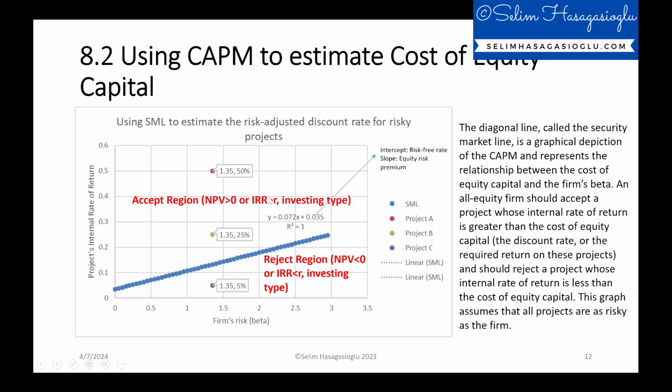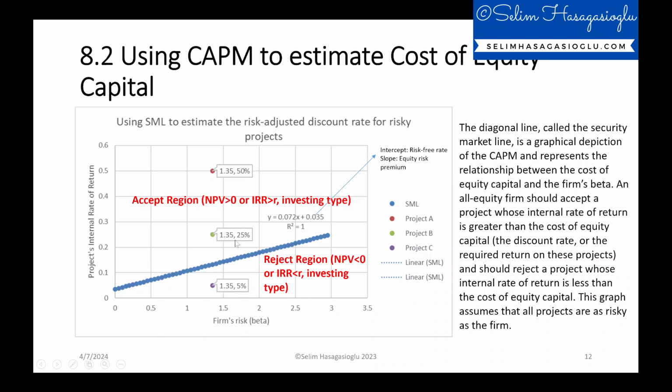This will be the accept region, and this will be the reject region, because below the security market line we have projects for which net present values are negative, or less than 0, or IRRs, internal rates of return, are less than the discount rate or the cost of equity capital of the firm for an investing type of project. And so this is the reject region. You should reject all the projects that lie below the security market line.